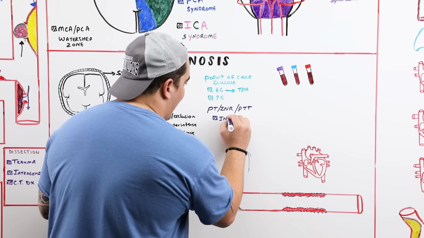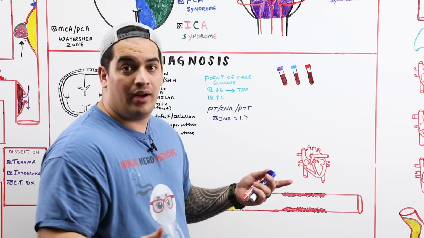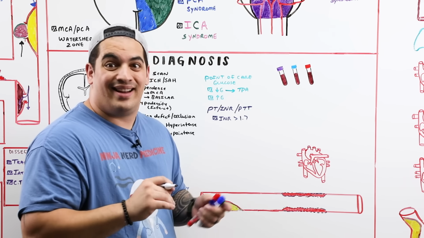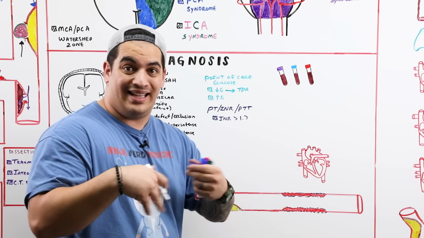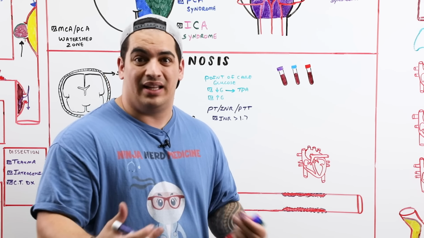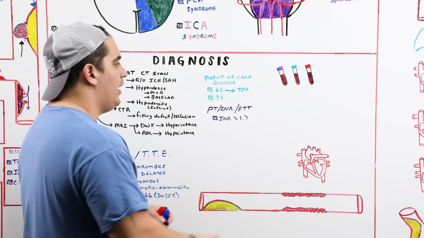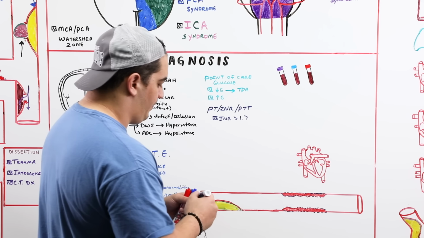So if someone has an INR that's technically greater than 1.7, and let's say that they're taking warfarin, we have to take that into consideration when we give TPA, because if they're being anticoagulated and I give them TPA, that may increase their risk of bleeding. So I have to think about that. So sometimes getting an INR may be helpful as a part of your coagulation studies.